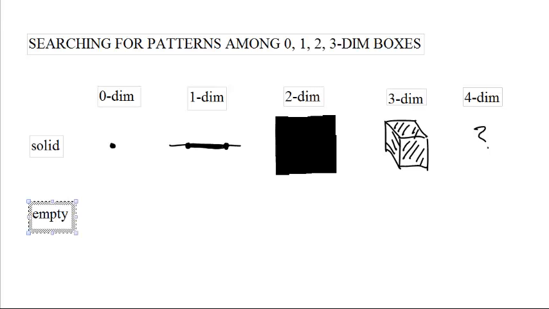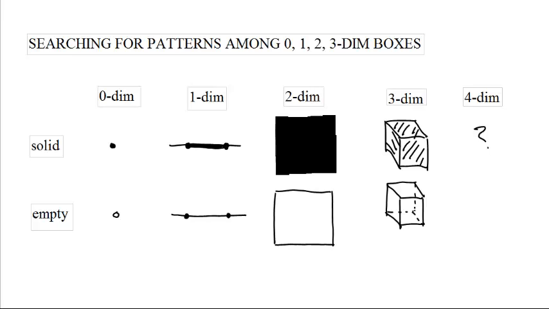Next, let's look at the empty boxes. An empty 0-dimensional box is a place for a dot. An empty 1-dimensional box is 2 single dots. An empty 2-dimensional box is an empty square. An empty 3-dimensional box is an empty box. And who knows what a 4-dimensional box is?